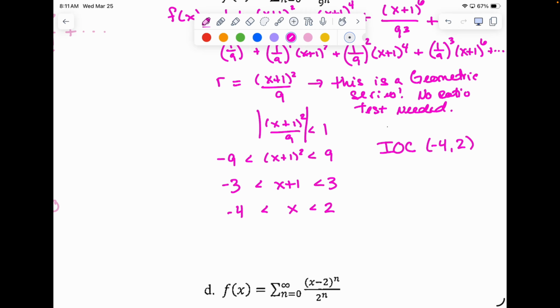And that means that my radius of convergence, I take the length of that from -4 to 2 is 6. And so my radius of convergence is half of the length, which is 3.